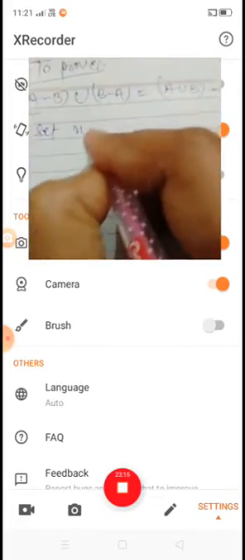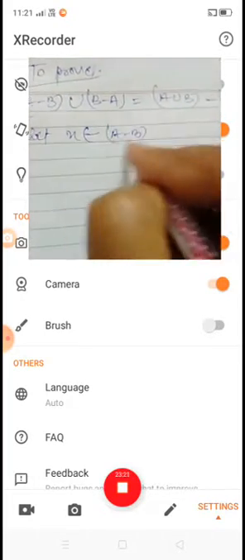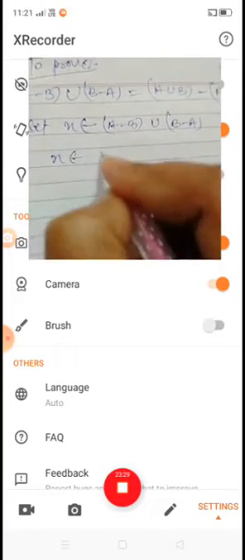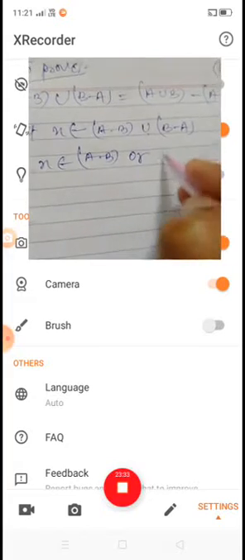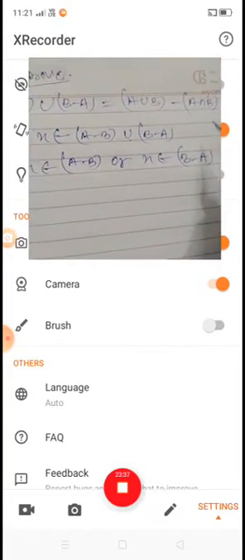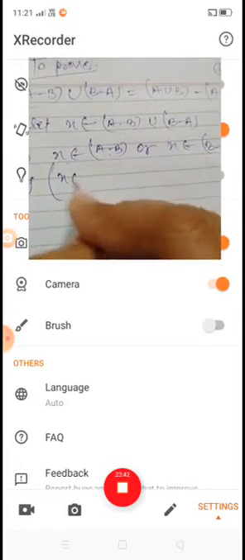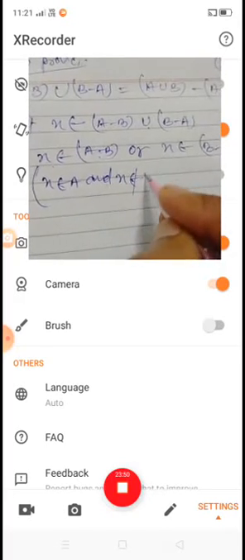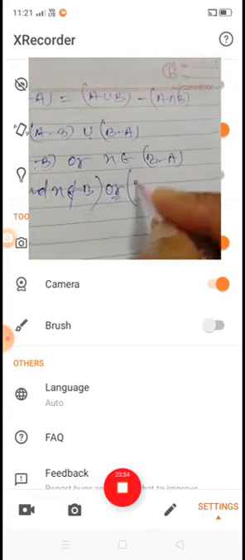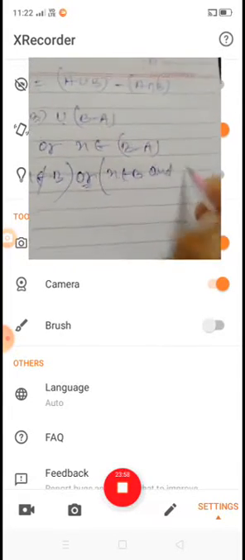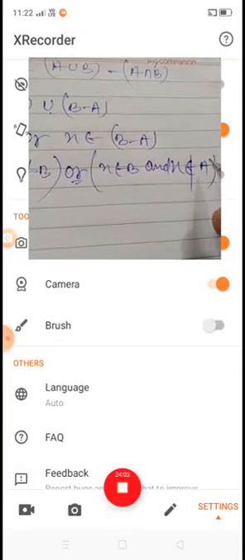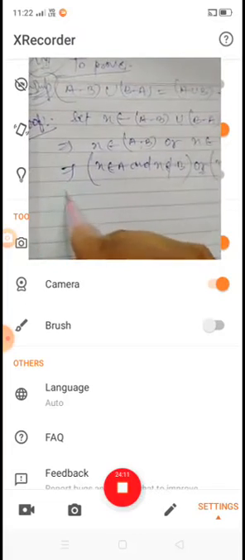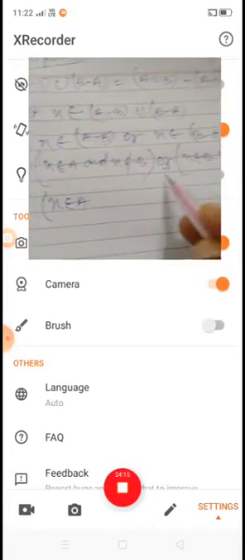Let x be an element belonging to A minus B union B minus A. This implies that x belongs to A minus B or x belongs to B minus A. Now if x belongs to A minus B, so we write x belongs to A and x does not belong to B. Or similarly we write x belongs to B and x does not belong in A.